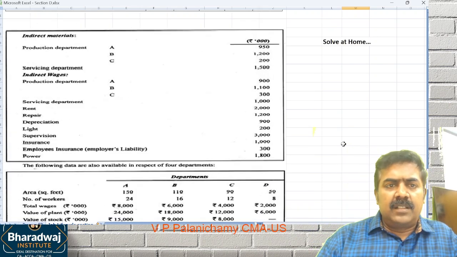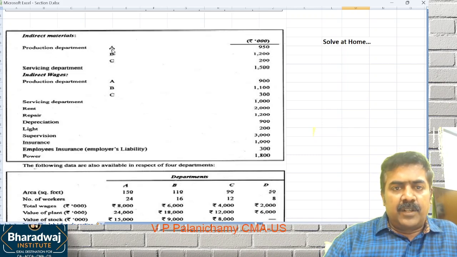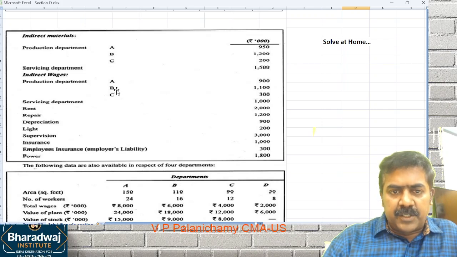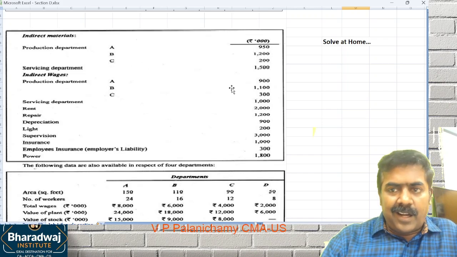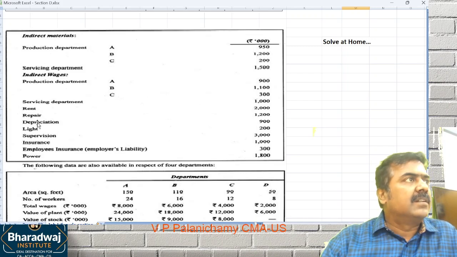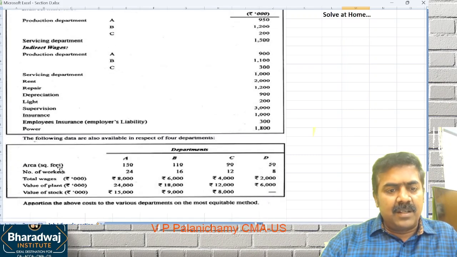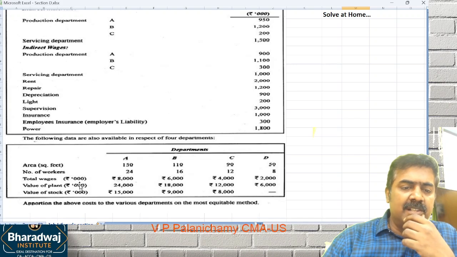Please remember the first one, whatever is given is which material? Indirect material for the production departments as well as the service department is given. Indirect wages for the production departments and service department are given. Please remember it is not direct material. This is indirect material, indirect wages. So charge it. Then rent, repair, depreciation we can allocate. Rent based on which one? Area. Repairs based on value of the plant. Depreciation also based on value of the plant.